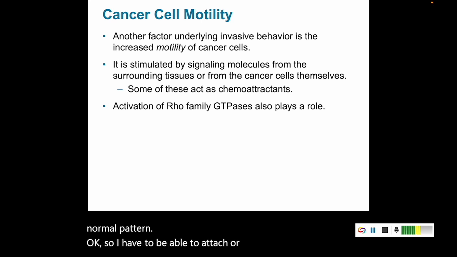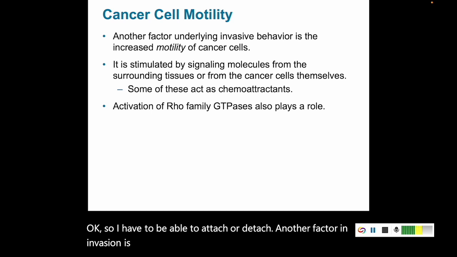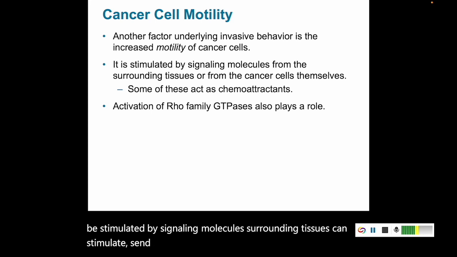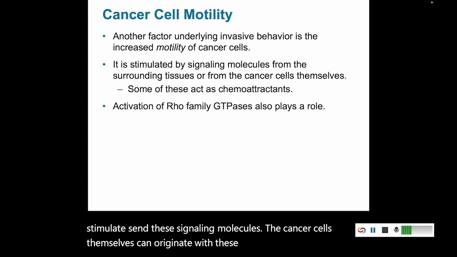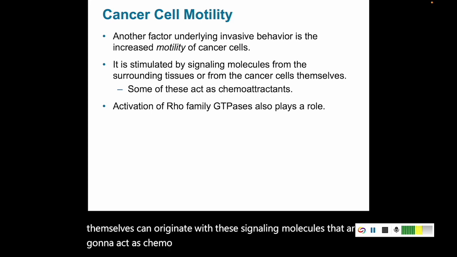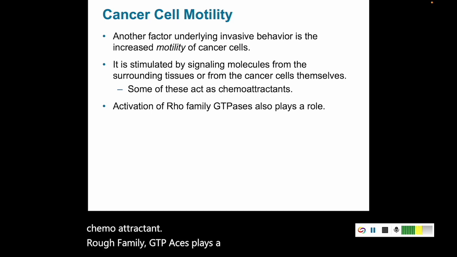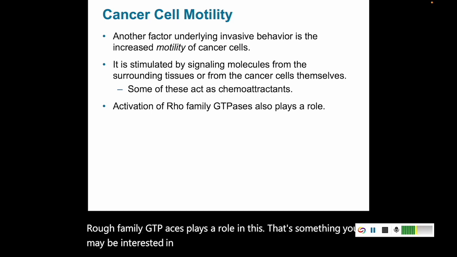Another factor in invasion is motility. Motility is the ability to move. This is going to be stimulated by signaling molecules. Surrounding tissues can stimulate these signaling molecules. The cancer cells themselves can originate with these signaling molecules that are going to act as chemoattractants, or chemicals that attract the cells toward them. So your cancer cells start moving towards a chemoattractant. Rho family GTPases plays a role in this. That's something you may be interested in looking up. We don't have time to talk about that within the context of this class today.